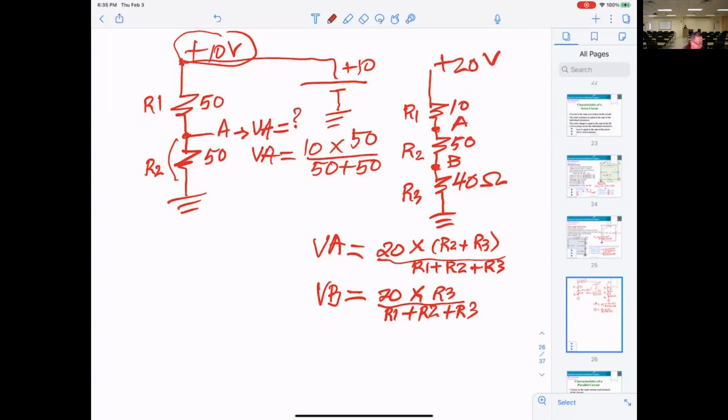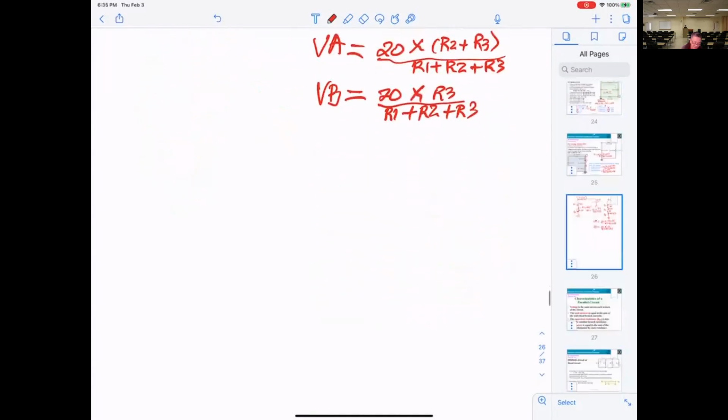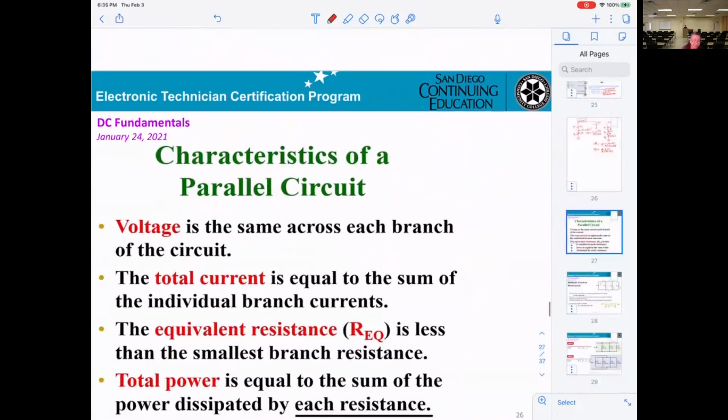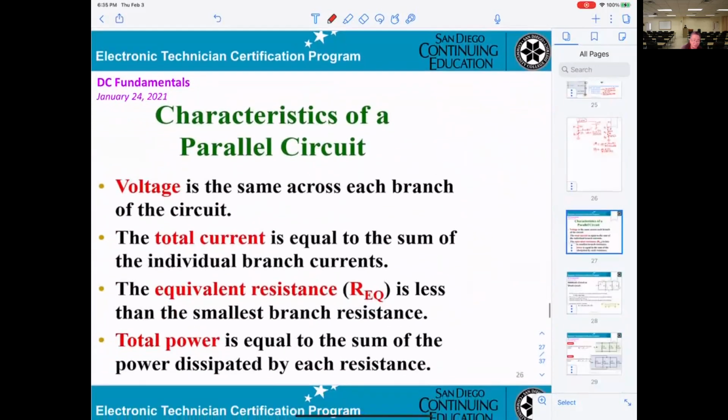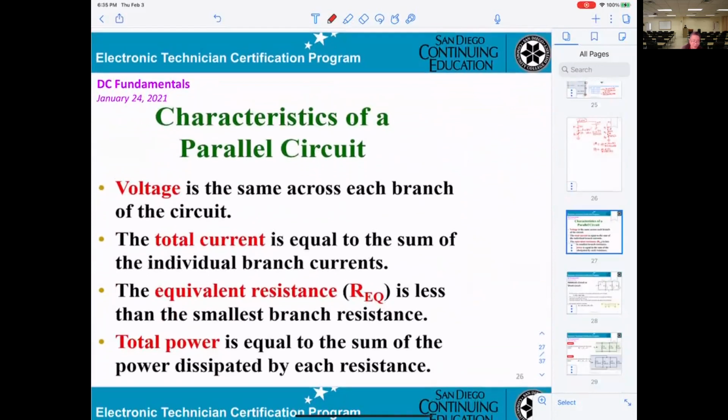No question, right? If not, go to the next. Now you get the second one, the parallel circuit. What are they talking about with a parallel circuitry?